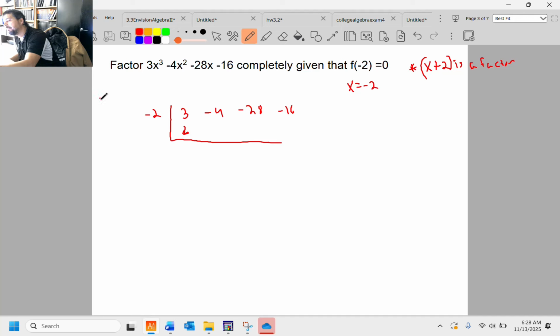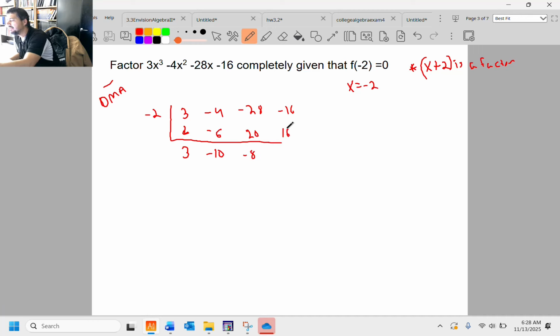And then we drop. Remember the acronym DMA: drop. Multiply, negative 2 times 3 is negative 6. Add, negative 4 plus negative 6 is negative 10. You know, it's the multiplication and addition that gives kids problems. A negative times a negative is positive. 2 times 10 is 20. We add, we get negative 8.